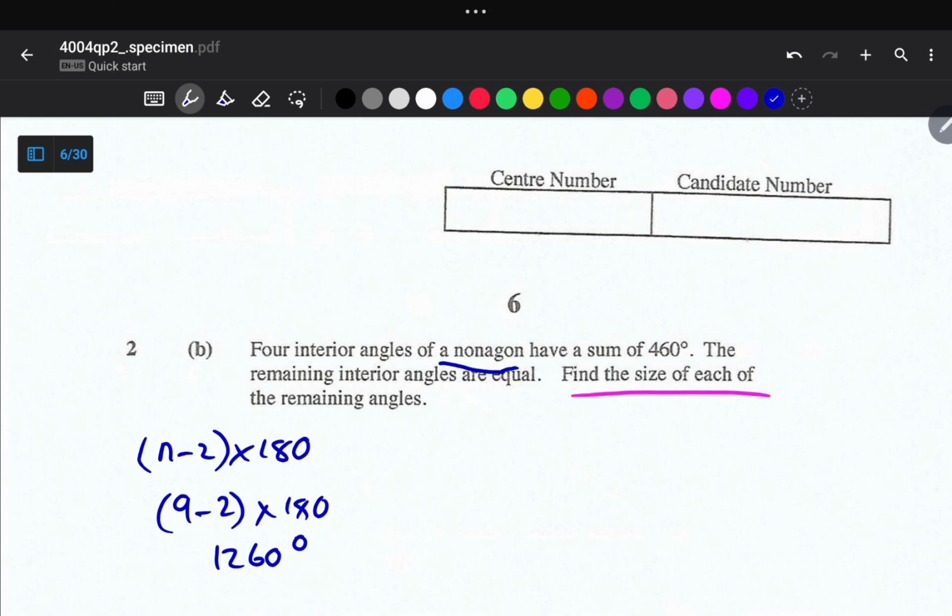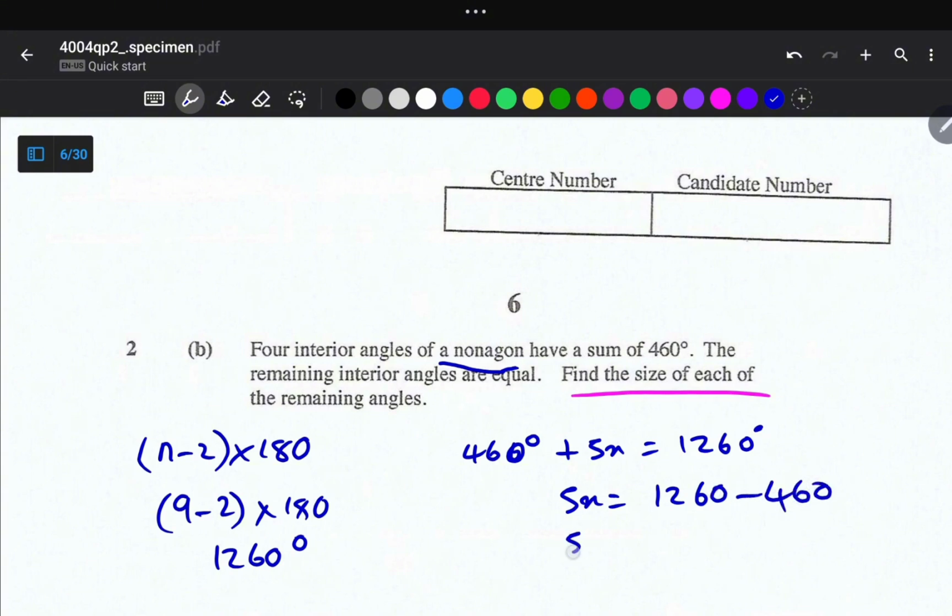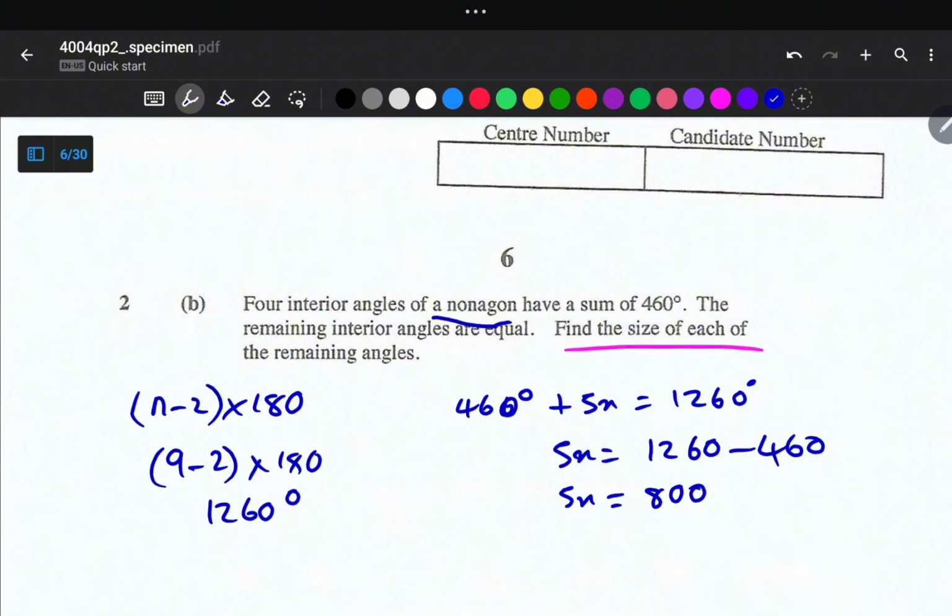So we can now say 460 degrees plus 5x, the unknown angle, is equal to 1260 degrees. So for us to solve this equation, we are going to shift this 460 degrees to the other side of the equation, and it becomes negative. So on the left hand side, we are going to be left with 5x being equal to 1260 minus 460. So 1260 minus 460 gives us 800. So 5x is equal to 800. So let us divide both sides by 5. Therefore x is equal to 800 divided by 5, which is equal to 160 degrees.